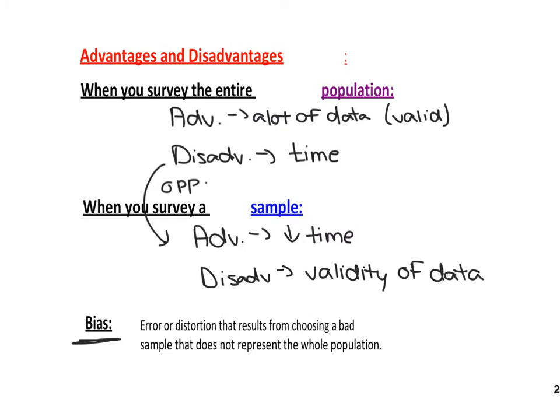Wait, why does it say "op"? What does that apply to? Under disadvantage? What does that stand for? Opposite. What I was just saying is population and sample have opposite advantages and disadvantages. Oh, okay. Yeah.